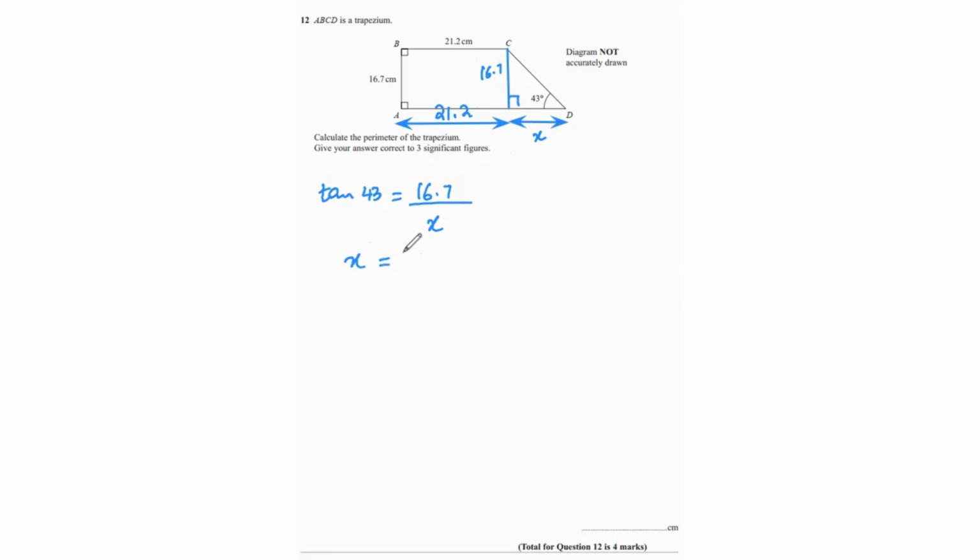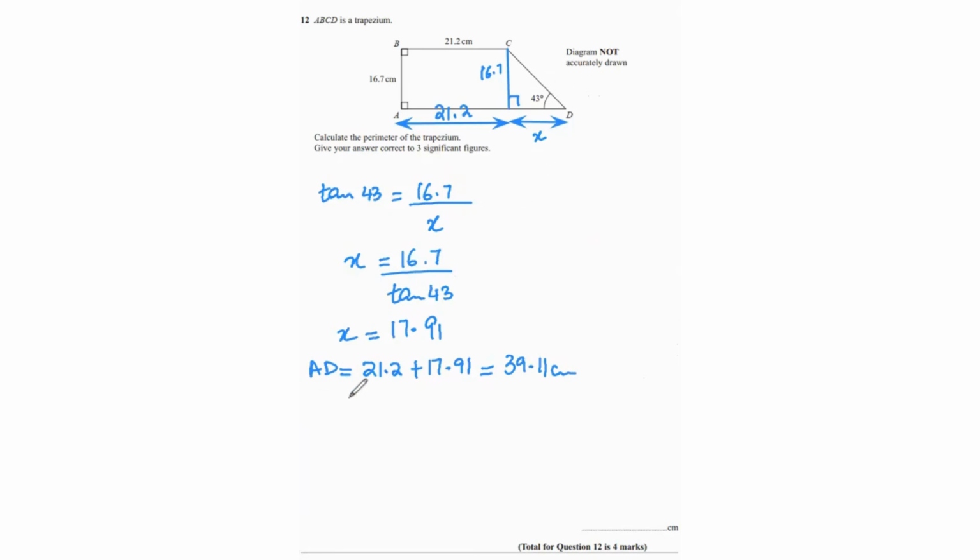So x equals 16.7 divided by tan 43, and that's going to give us 17.91. Now total length of AD is going to be 21.2 plus 17.91, which equals 39.11 centimeters. We still need the length of ZD because that's also part of the perimeter.